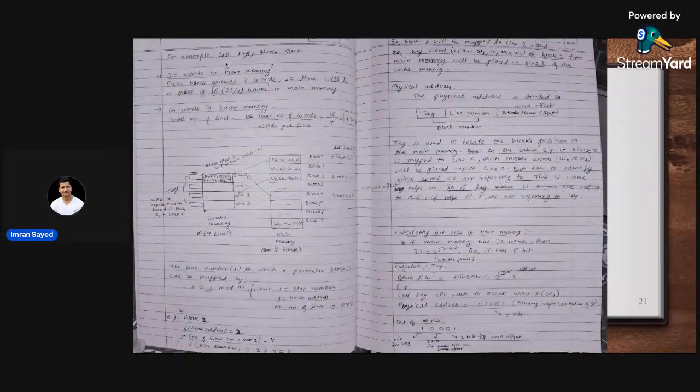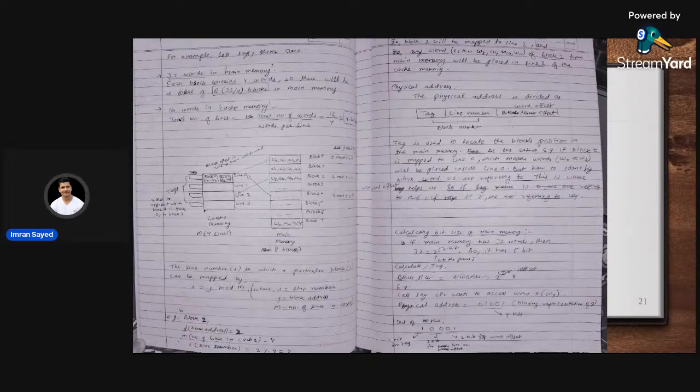So let's take a look. For example, let's say there are 32 words in the main memory. Each block contains 4 words. So there will be a total of 8 blocks, because 32 divided by 4 words in each block. That means it's a total of 8 blocks in the main memory. As you can see, it's 0, 1, 2, 3, 4, 5, 6, 7. So there are 8 blocks.